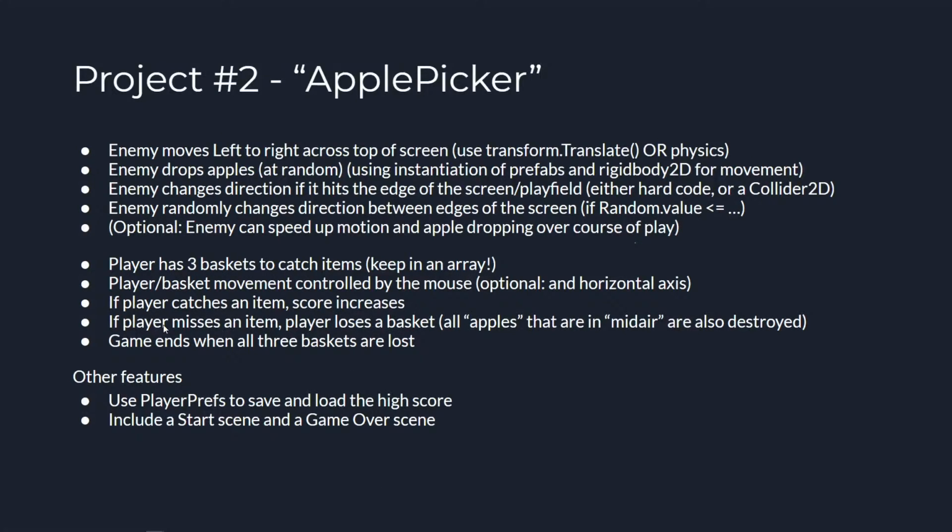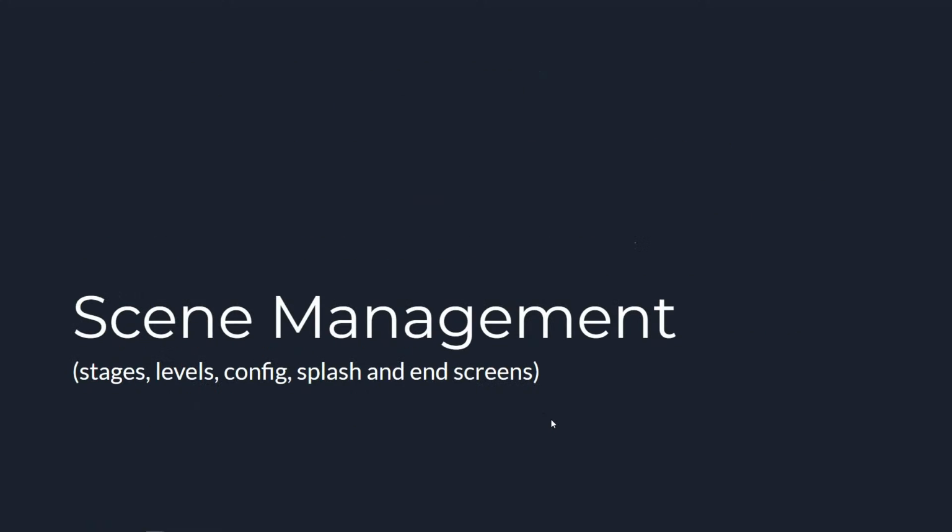Catching items increases the score. If you miss an item, you lose a basket or life. And maybe there's other things that cause you to lose life in addition to missing an item. Maybe you catch the wrong item. Maybe you go off the side of the screen. I don't know, things like that. Be creative. The more we get towards the final projects, the more creative we want to be along the way. And here, specifically using player preference to save and load the high score, right?